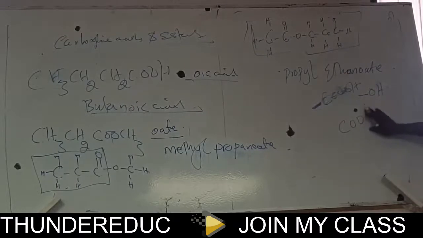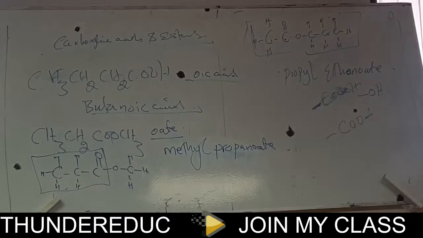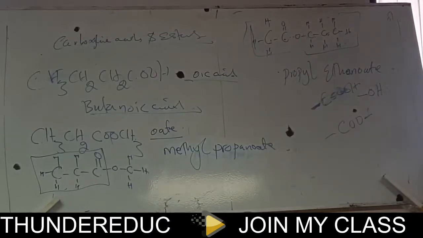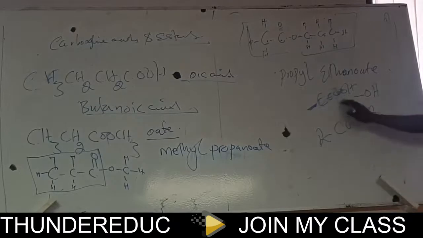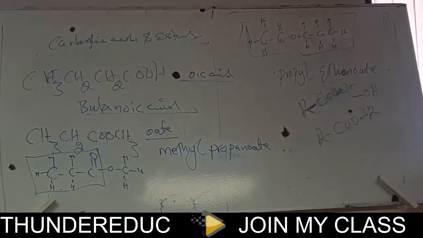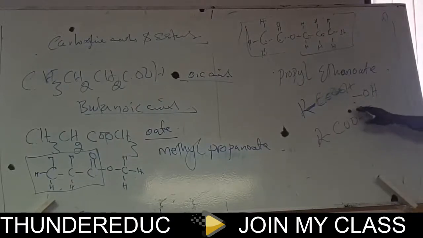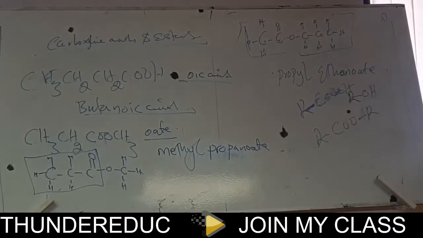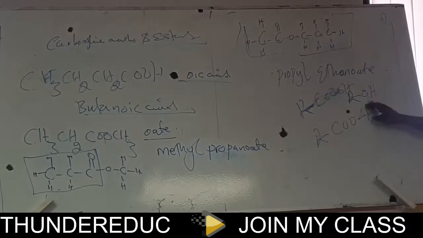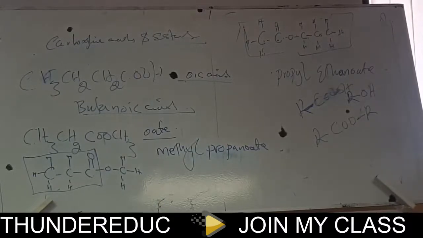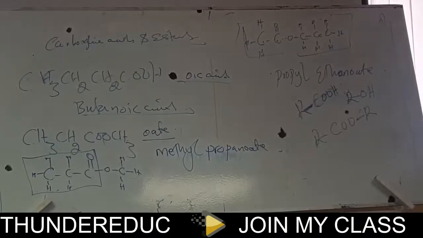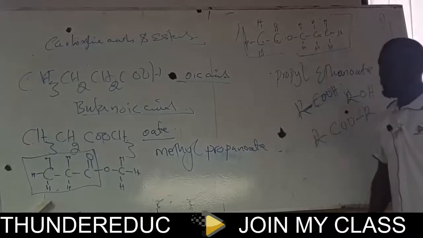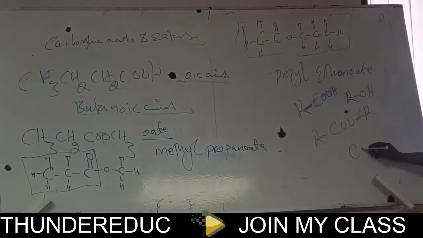Okay, guys, if you are confused with that, use R. Just put R there, R there, which means that this is an alkyl group. We don't know how many carbon atoms are there after this. But this one must end with -oate. Even this one, you can put R there. This is an ester. Even this one, you can put an R there. We don't know how many carbon atoms are there. It's the same thing. Or you just write C-O-O.